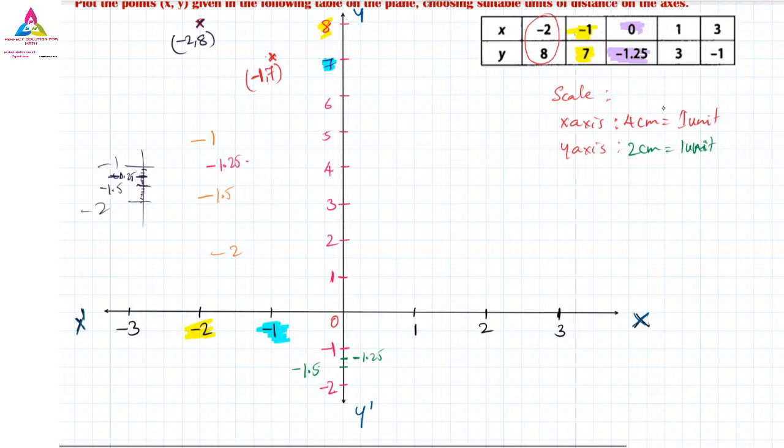So here is the number. This is the point. So this is a point where you have to mark. That is the answer, 0 and minus 1.25. Half of 2 is 1, no? I will tell you that.